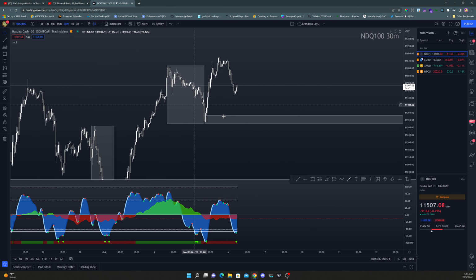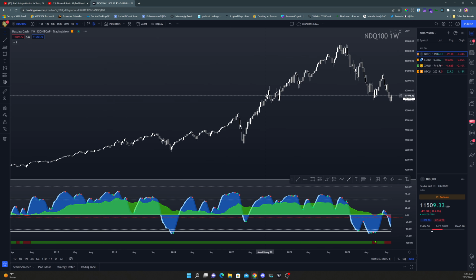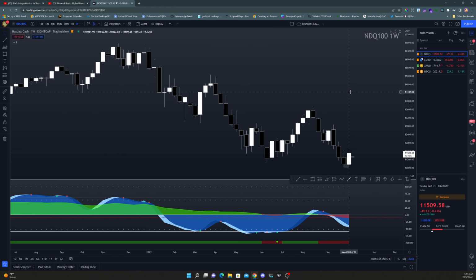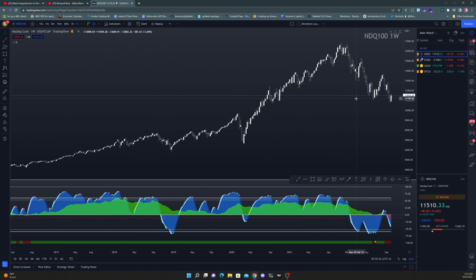Ultimately, I think we can end this week bullish for sure. So let's go to the weekly. Last week we ended up bearish, and now we're pushing bullish. So it looks like we're probably going to end this week pretty bullish.